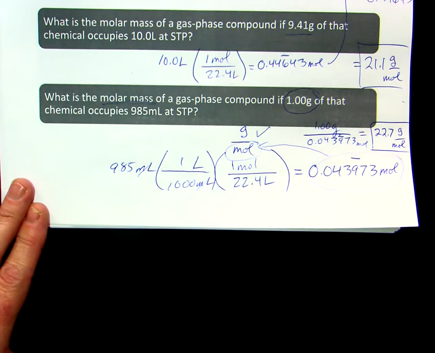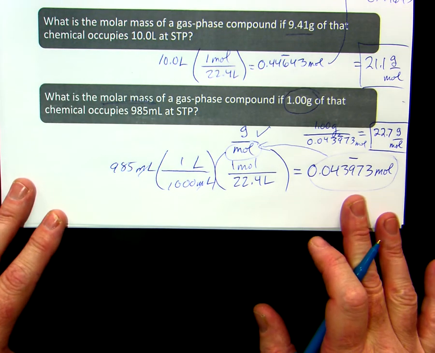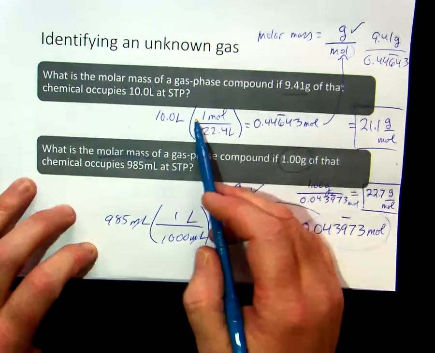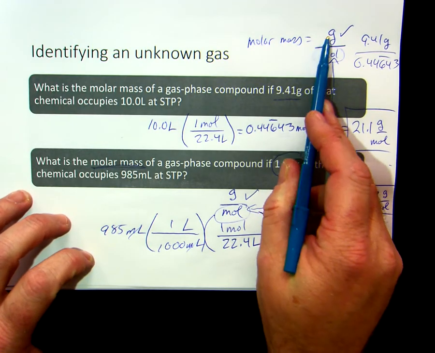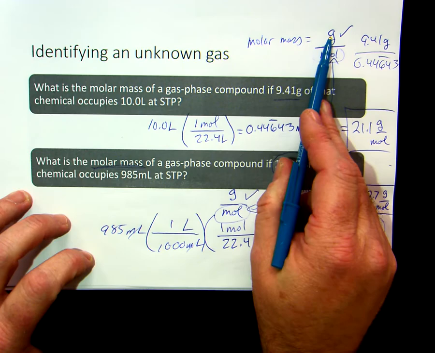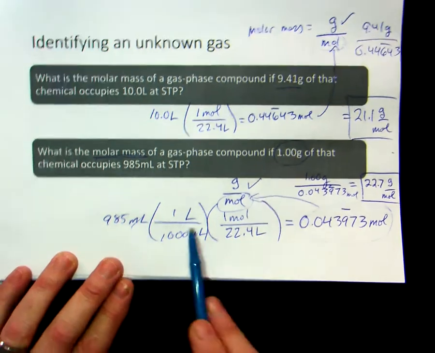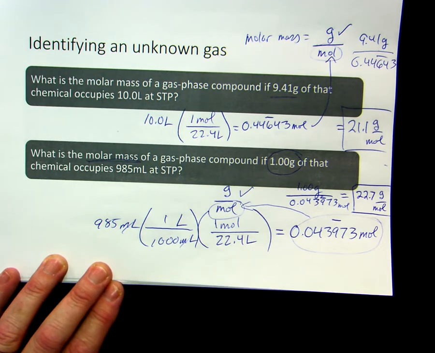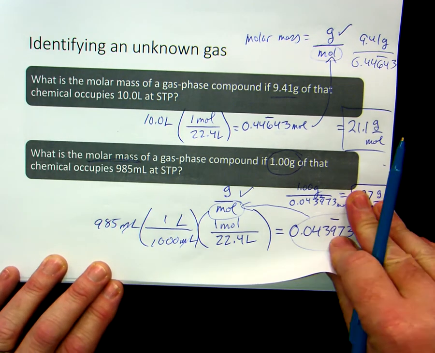All right, so hopefully, even if you're not fully grasping what this problem is trying to accomplish, you recognize where you're going with it. These are the units you need. The grams will always be given in the problem. The moles, the denominator, you solve from the volume using the 22.4 conversion.